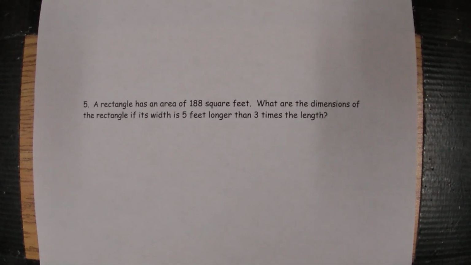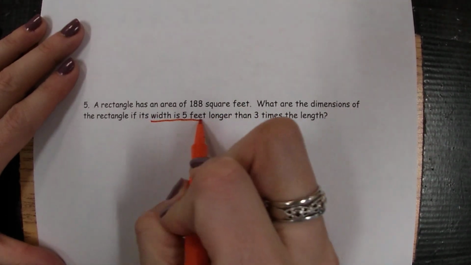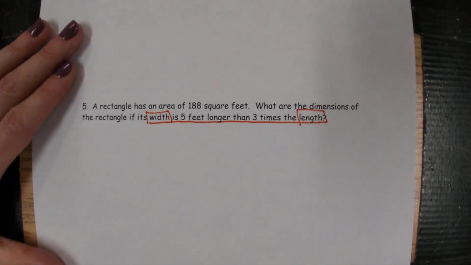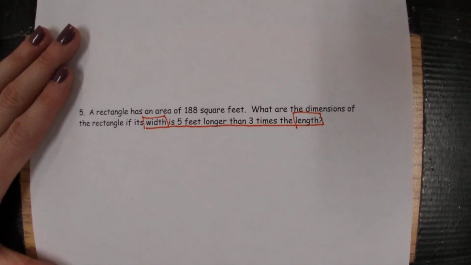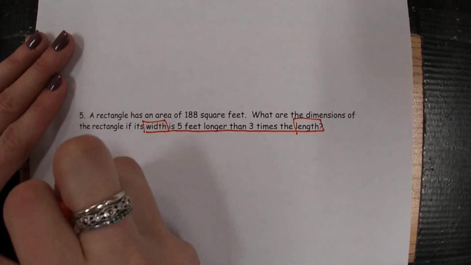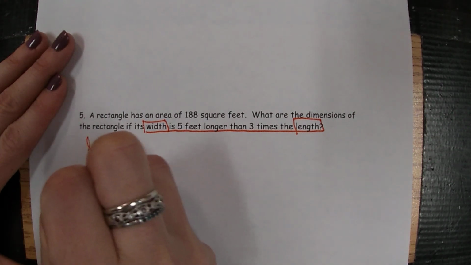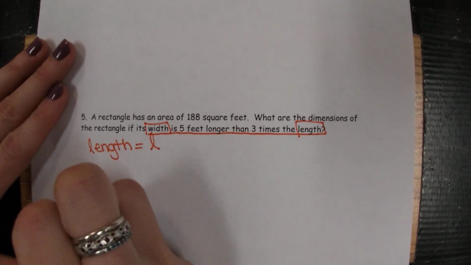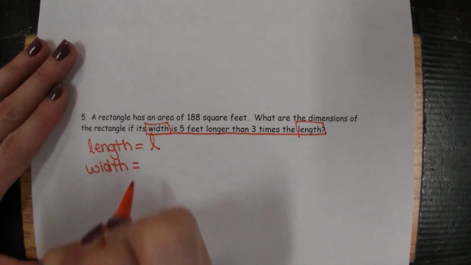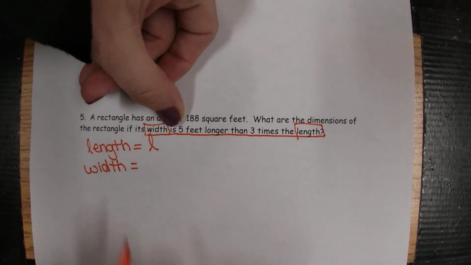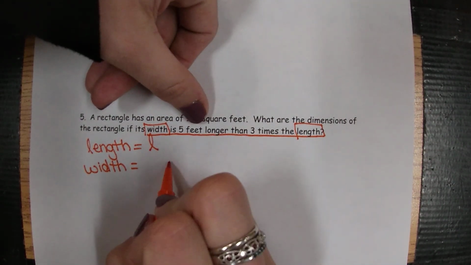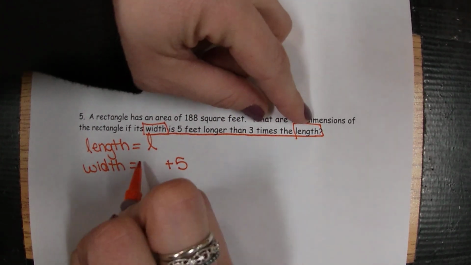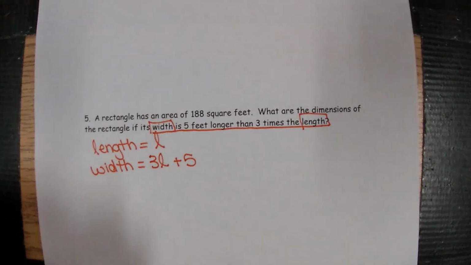What are the dimensions of the rectangle if its width is 5 feet longer than 3 times its length, right? So here's that key phrase we're looking for. So whichever we read second, we want to define first. So our length is just going to be itself. So I'm going to pick L. Okay, you could pick X, you could pick whatever. The width is, so equals, 5 feet longer, so that's addition, than 3 times the length. So 3 times the length is multiplication.